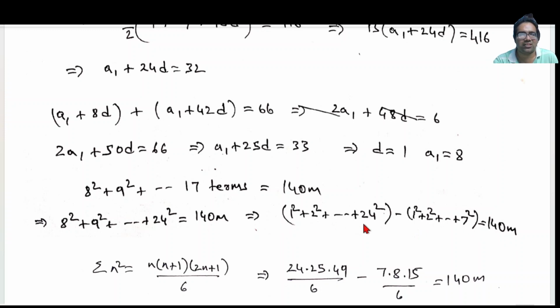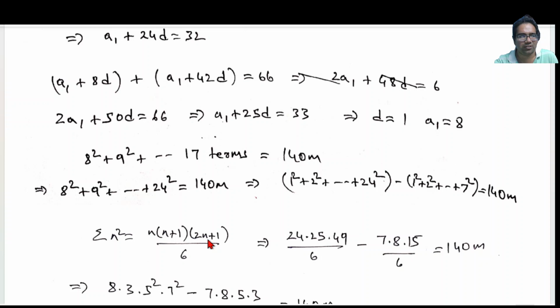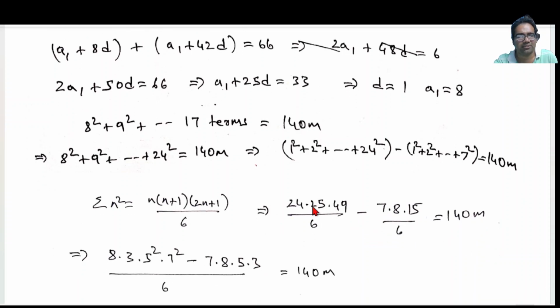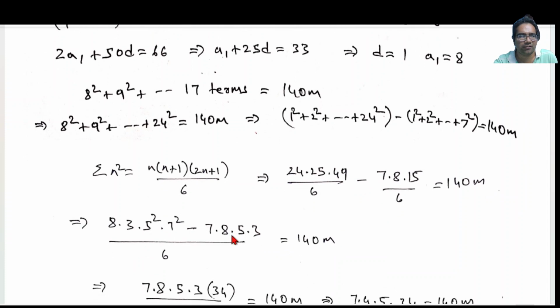Sum of squares of first n natural numbers is n into (n plus 1) into (2n plus 1) by 6. We know this. So this becomes 24 into 25 into 49 by 6, minus 7 into 8 into 15 by 6. This should be equal to 140m. Let us simplify this. 24 we can write as 8 into 3. 25 is 5 square, 49 is 7 square, then minus 7 into 8 into 15, which is 3 into 5, by 6.